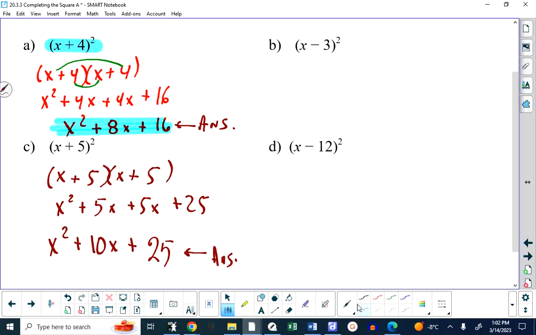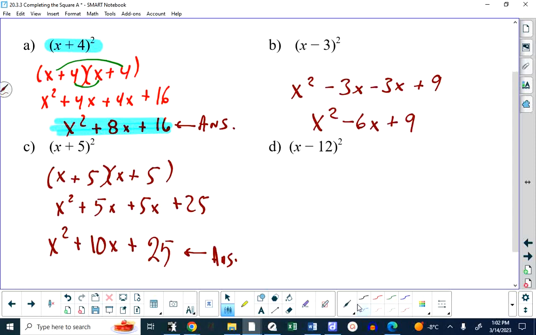If I were to do the same thing here, if you need to right now write x minus 3 times x minus 3, you do it. I'm not going to do it this time. And you FOIL that out, you get x squared minus 3x minus 3x plus 9. So we get x squared minus 6x plus 9.